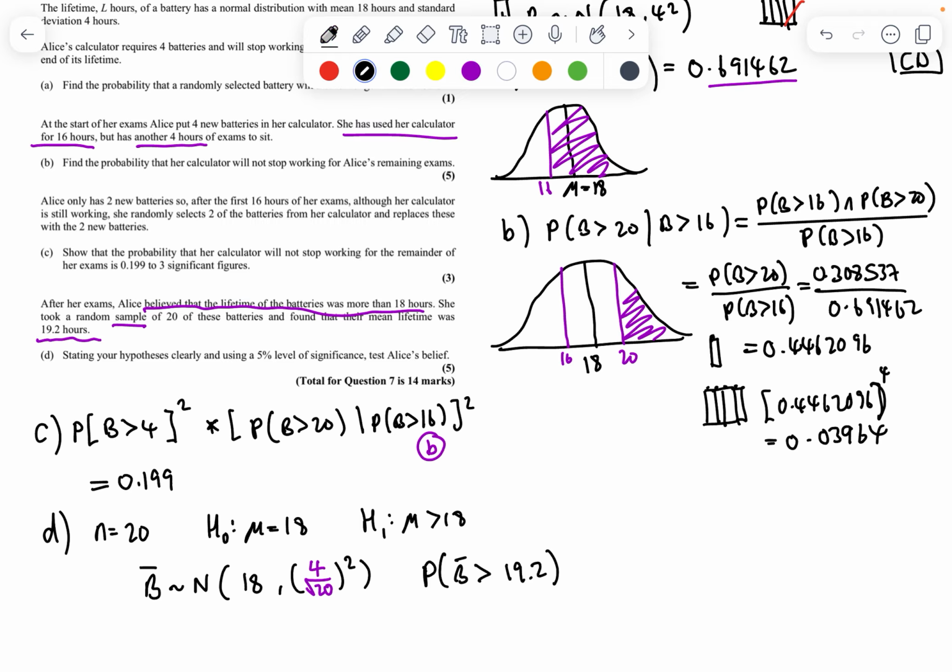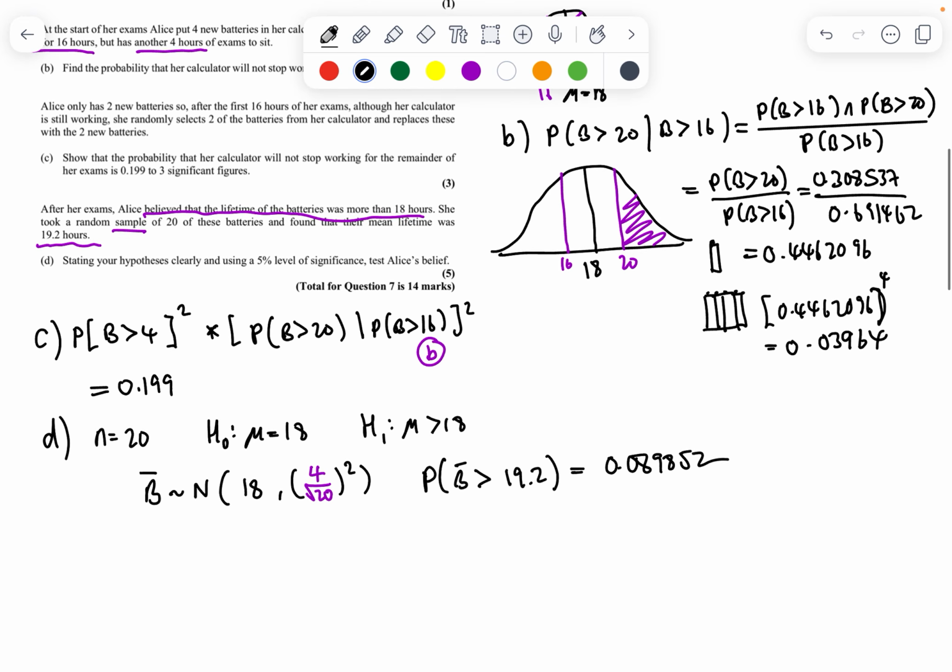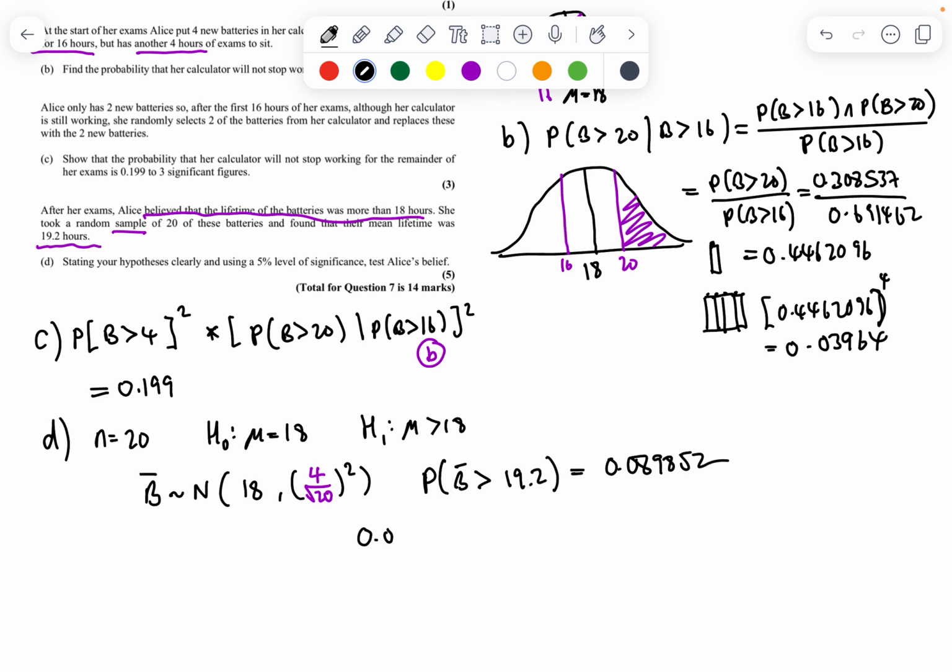And that probability is equal to 0.089852, and just like we always do, 0.089852 is greater than 0.05, which is our significance level from the question. Therefore, we accept H0, and there is insufficient evidence to support the claim.